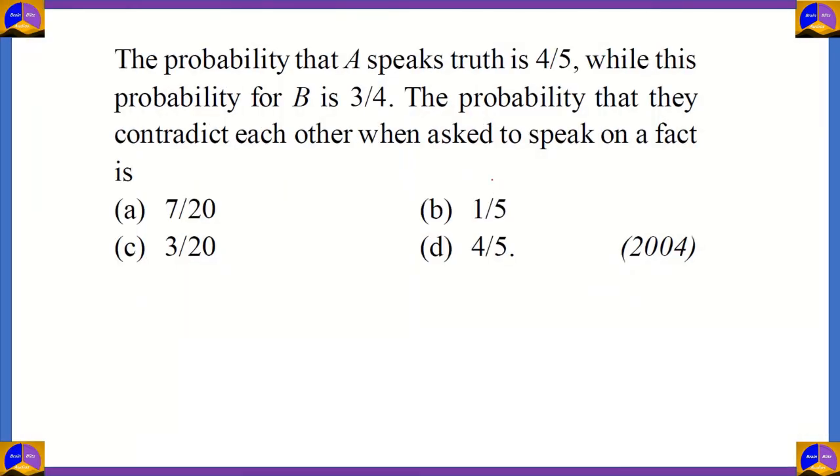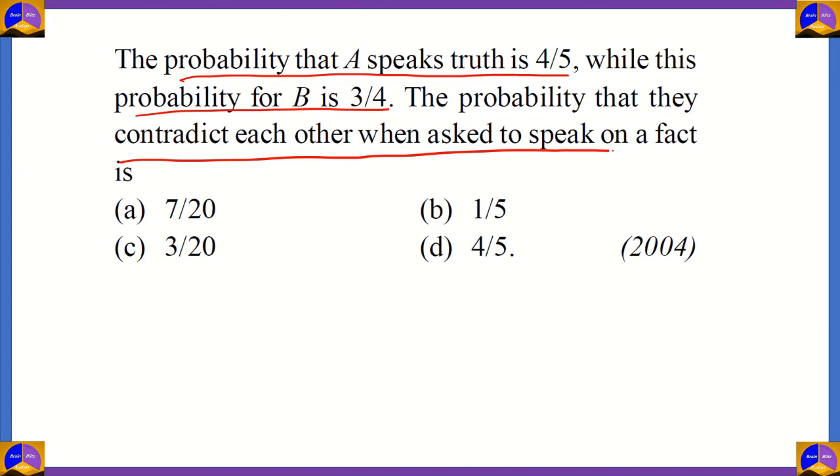The final question for this episode is to find out the probability again. So here we're given that the probability that A speaks the truth is 4 by 5, while the probability for B speaking the truth is 3 by 4. The probability that they contradict each other when asked to speak is. So this question was asked in 2004, and it has a little bit of working out to do.